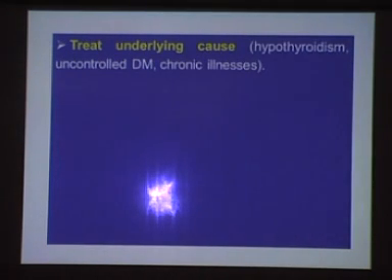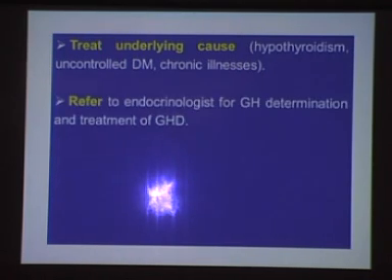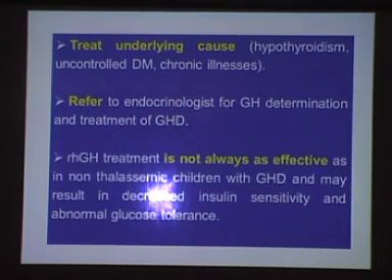We treat the underlying cause if it is hypothyroidism or diabetes or chronic illness. We refer to endocrinologists for growth hormone determination and treatment. And mind you that growth hormone treatment is not always as effective as in non-thalassemic children with growth hormone deficiency and may result in decreased insulin sensitivity and abnormal glucose tolerance.